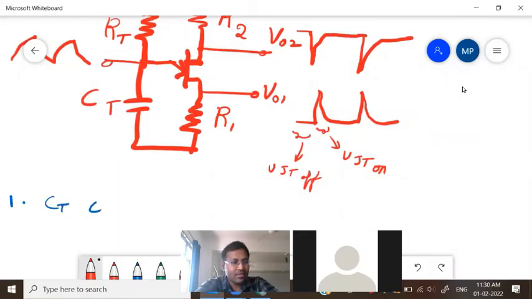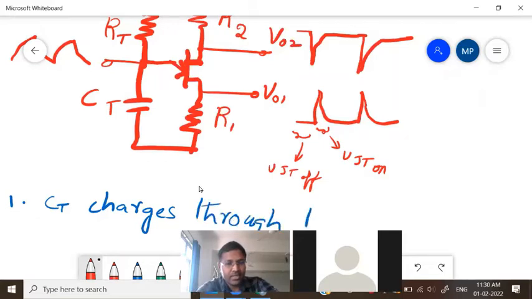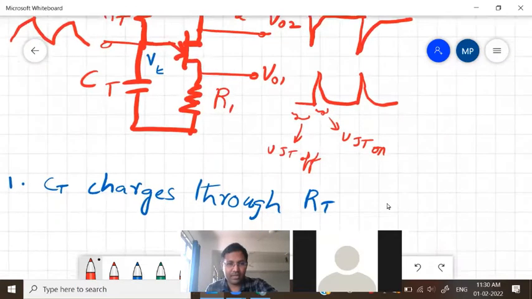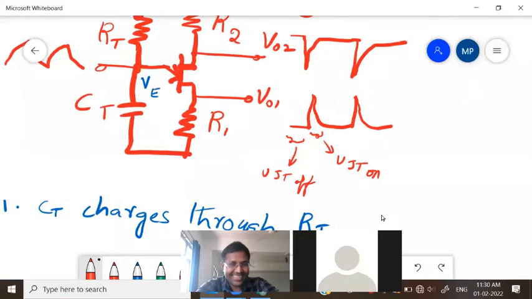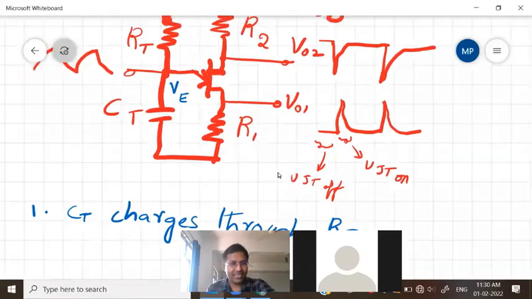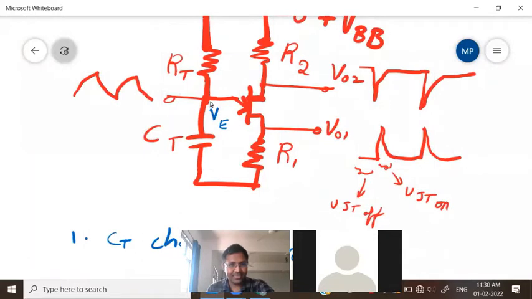Next, whatever we have discussed, let us write it in terms of points. What is first? CT charges through RT. Whatever I am explaining for your benefit, I am writing in terms of points. When CT charges, this voltage, the emitter terminal, I am calling VE. VE will start to rise.